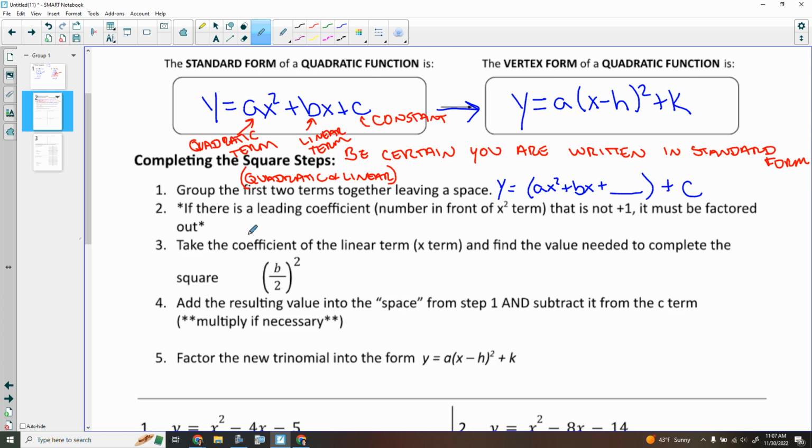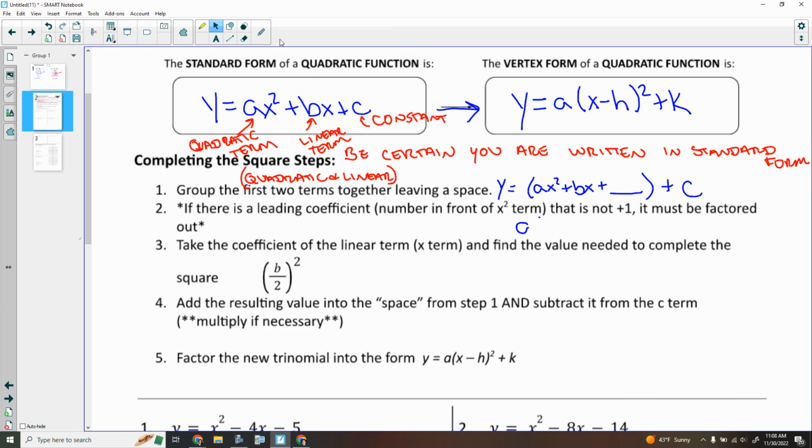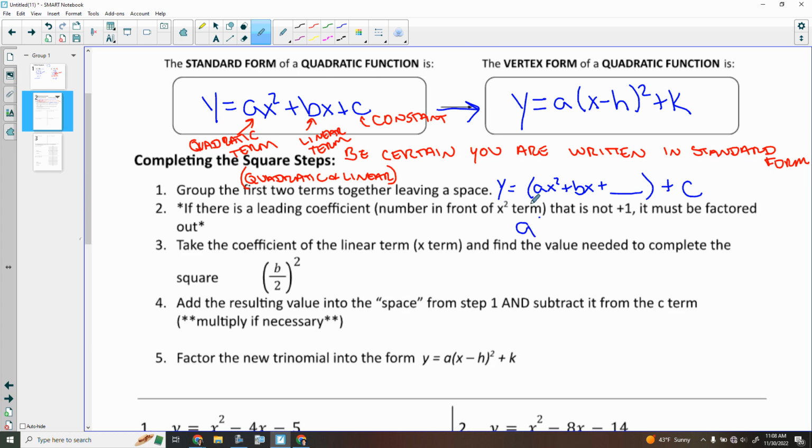The next step is, if there's a leading coefficient, we want to make sure that we factor that out. So the x squared needs to be a positive 1. Most of the things we're going to do are not going to have this that we have to worry about. But if it did have an a, we need to make sure that it is written this way instead, where we would have the a in the front, and then it's x squared plus, and then it's not going to be b anymore.